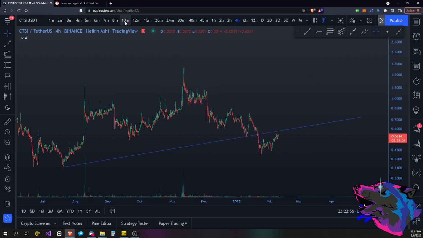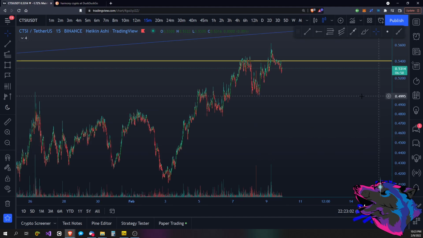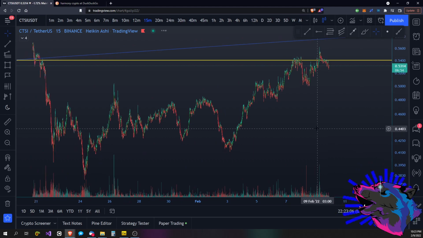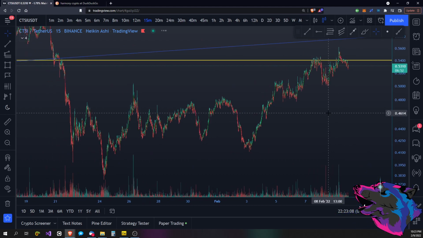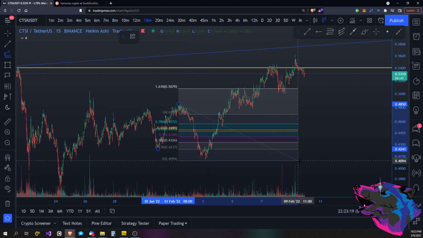Well, let's do this. Let's zoom in a little bit. Let's go down to the 15. They're going slow today. And let's draw something on a shorter time frame here just to see how it looks. So, say we came here to there.